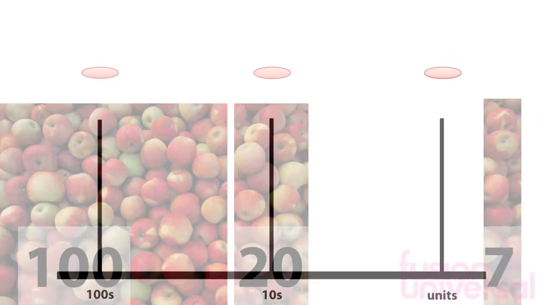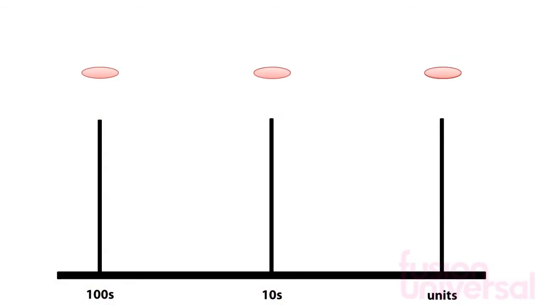We can show this on an abacus, putting one bead on the hundreds column, two beads on the tens column, and seven beads on the units column.